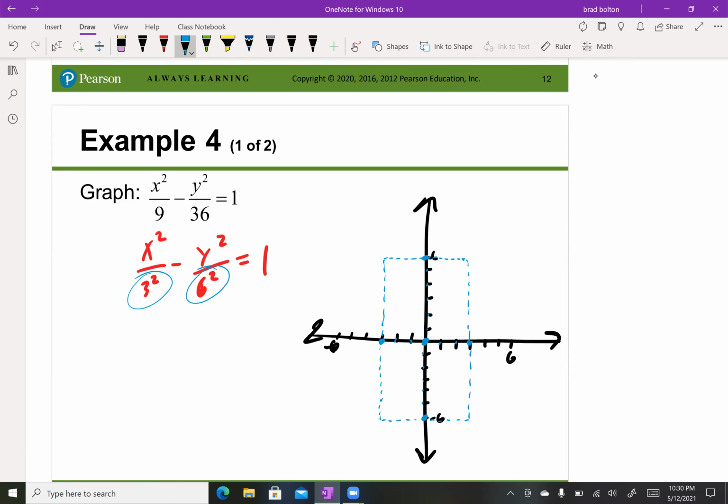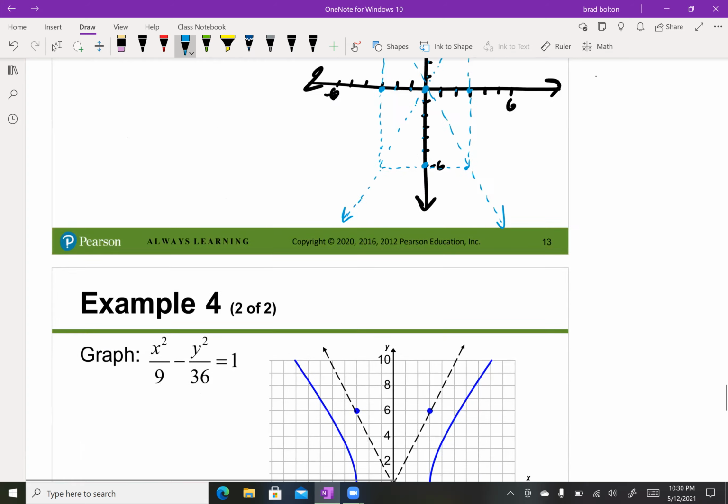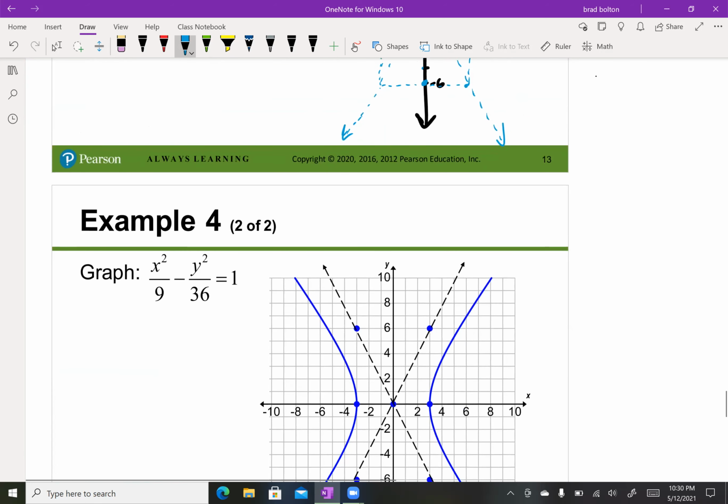Okay. Now, what we do now is we take and connect this corner here and this corner here, and we make an asymptote right through the center, right through the diagonal. And then we do the same with the other one. We just go right through the center and we make these 2 diagonals. So this is how you can create your graph. This is how I was taught how to do it many, many years ago. And we now have our asymptotes. Now, because the x came first, this is going to be a sideways hyperbola.